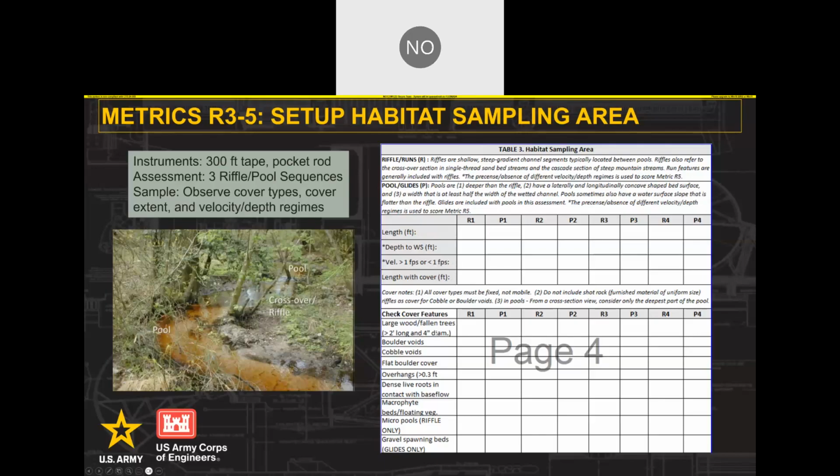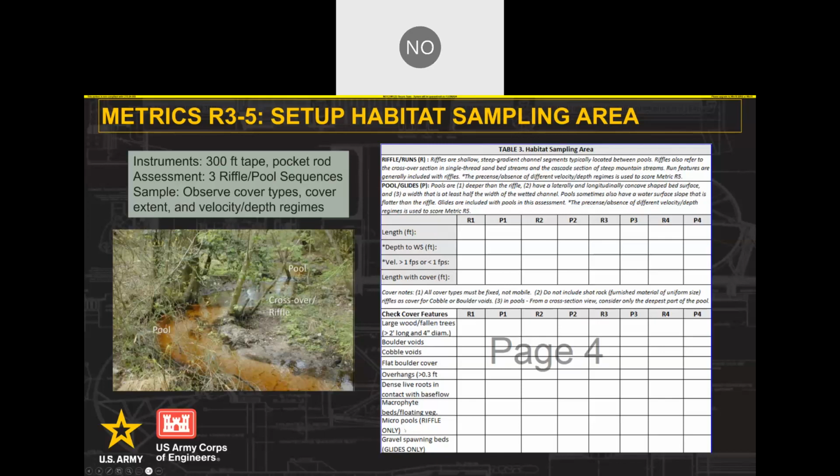So we're looking at large wood or fallen trees, boulder or cobble voids. Those voids have to be large enough for a darter to fit in, at least, so like an inch in diameter and have a little bit of depth to it. Flat boulder cover, the type of thing you might find a big salamander under. Bedrock overhangs, they just have to have some depth to them, again, about 0.3 of a foot. Dense live roots in contact with base flow. Macrophyte beds, floating vegetation, but hopefully not excessive macrophyte beds that are showing nutrient impairment. Micropools, which are in our riffles only, and then gravel spawning beds. I'll talk about those in a minute.